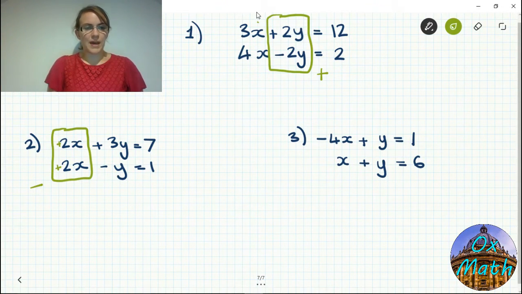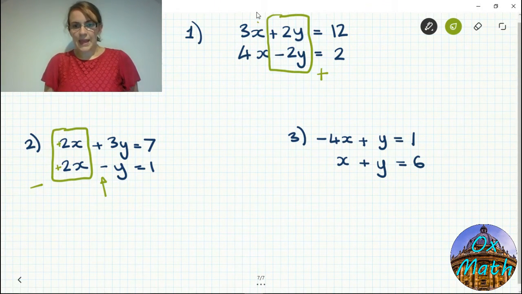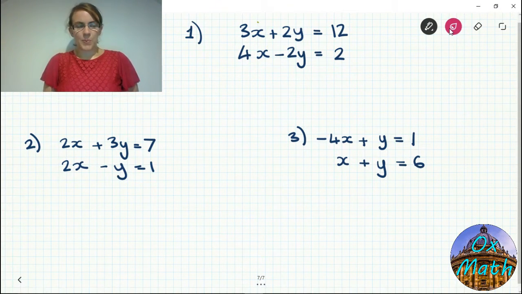A lot of people get this wrong because of the plus and minus signs here. The plus and minus signs are with the y, and we're not interested in eliminating the y. It's the x's we need to look at. So the positive 2x and positive 2x tell us we need to subtract the equations. In the third equations, it's the y's, and again they are both positive, so we need to subtract the two equations. So now pause the video and see if you can actually work them out.